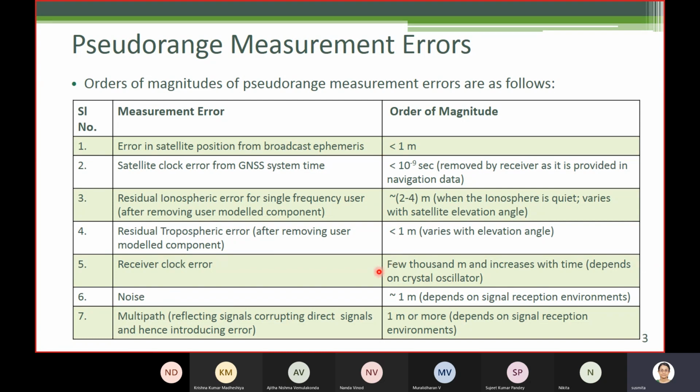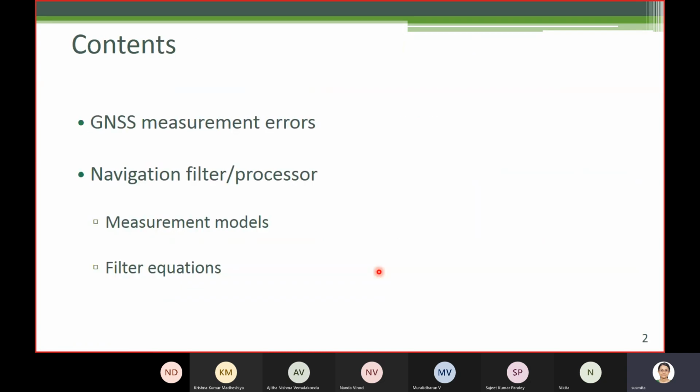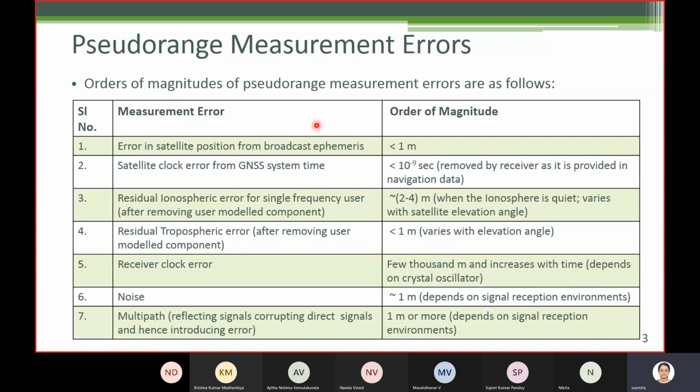So we'll not discuss the filter equations in detail. We'll derive the models, and then just look at the filter equations. Okay. So what are the orders of different measurement errors, pseudo-range measurement errors?